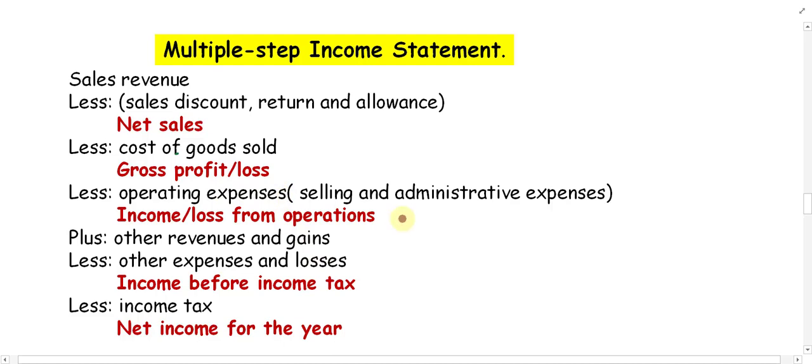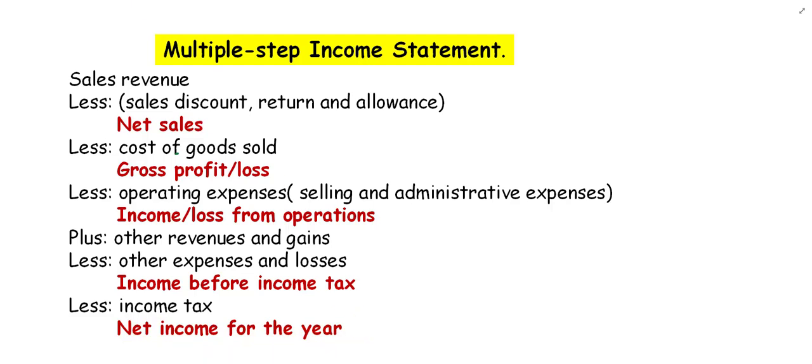Other than selling and distribution expenses, other sorts of expenses can be called other non-operating expenses. So non-operating revenue is to be added, and of course non-operating expenses, other expenses, are to be deducted. Whatever is the result, this is called income before income tax, or sometimes net income before income tax. From this one, we have to minus the tax that we have to pay to the government. Whatever is the result, this is called net income for the year. So this classification is very important.